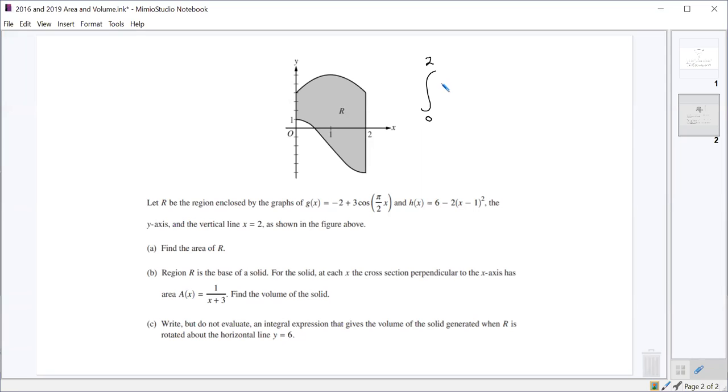So we're going to integrate from 0 to 2, 6 minus 2 times (x minus 1) squared, minus negative 2 plus 3 cosine(pi x over 2) dx. And I think probably best thing to do here would be to simplify that down a bit. Most likely, yeah. So 0 to 2, we got 6 minus, and then (x minus 1) squared.